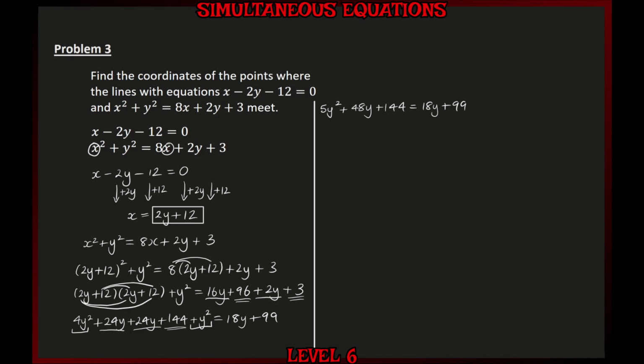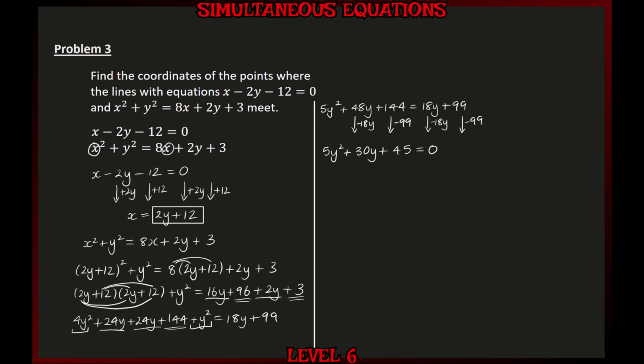Now, since this is a quadratic, to solve it, we need to make one side equal to 0. So I'm going to make the right-hand side equal to 0 by subtracting 18y and by subtracting 99. And I need to make sure that I do the same on the left. So we're going to subtract 18y and also subtract 99. So on the left, we have 5y squared plus 48y minus 18y is 30y. Plus 144 minus 99 is 45, and on the right we have 0 because everything cancels out.